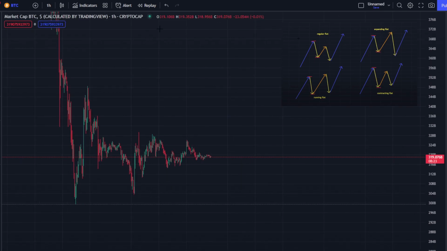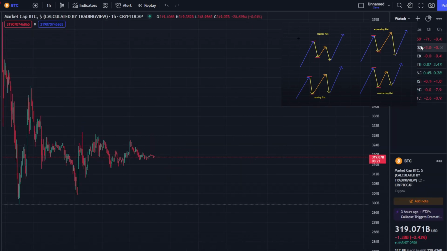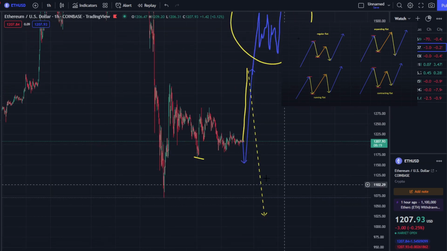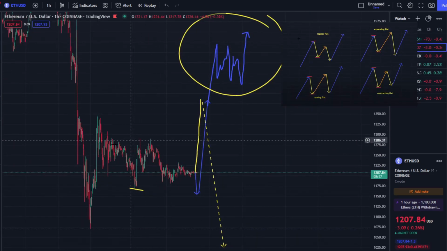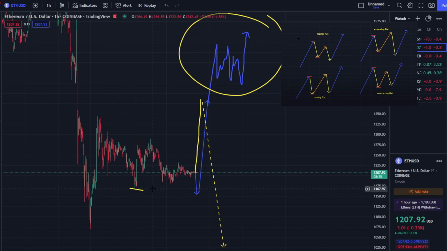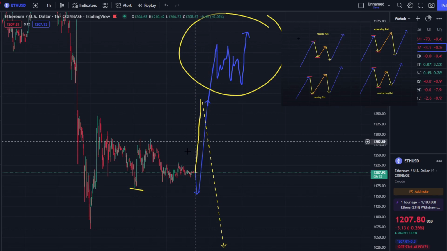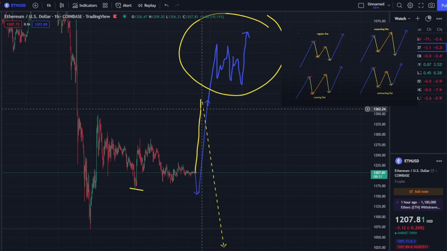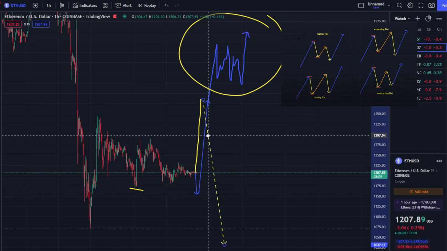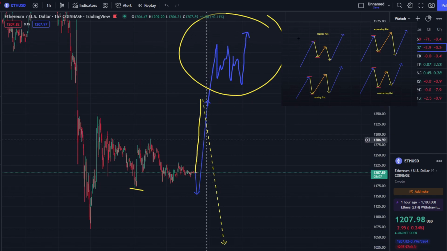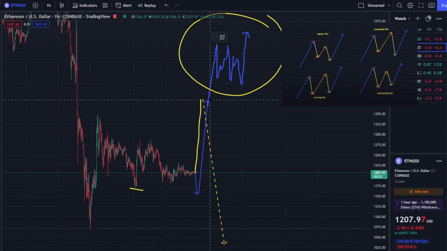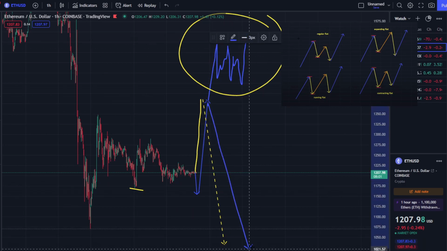All right, so that's about it for Bitcoin. Now let's check out Ethereum, and this one remains the same. All right, nothing has changed. Going down, breaking this low, then going up, or if it goes up from right now, which I don't think is the case, this will go down again. All right, so watch out, the blue scenario as well will probably go down. So in both cases, this will probably go down.